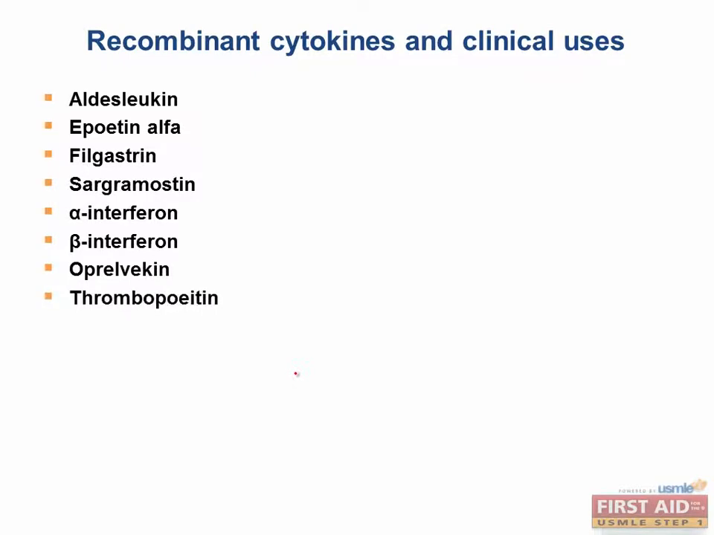Oprelvekin and thrombopoietin do the same thing. So thrombo, what do you think of when you think of the word thrombo? Think of thrombus or clot. So what is responsible for clots? Platelets. So these two things increase the synthesis of megakaryocytes in the bone marrow and ultimately platelets.